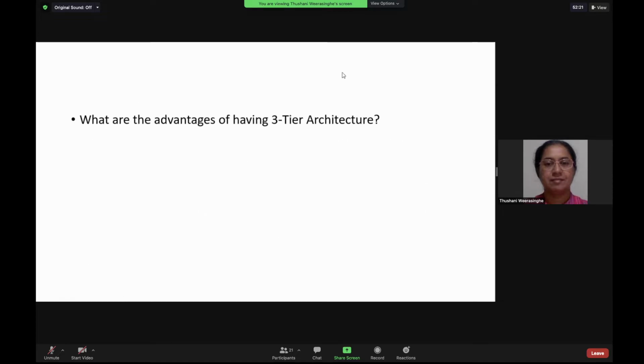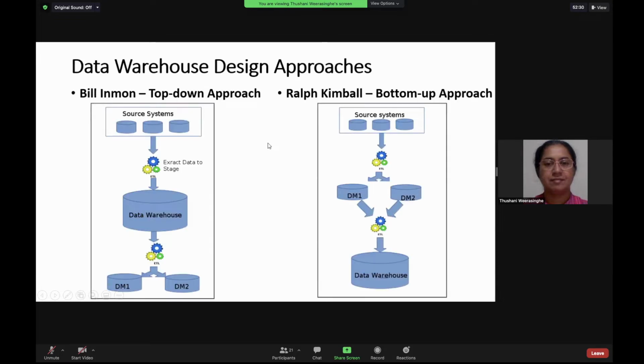So this is what we talk about, the advantages of the 3-tier architecture. So you have to answer that question as well. Most of the questions that I have in the slides are connected to the examination questions. So you have to find answers, otherwise you will end up with a problem of not being able to answer the exam properly.